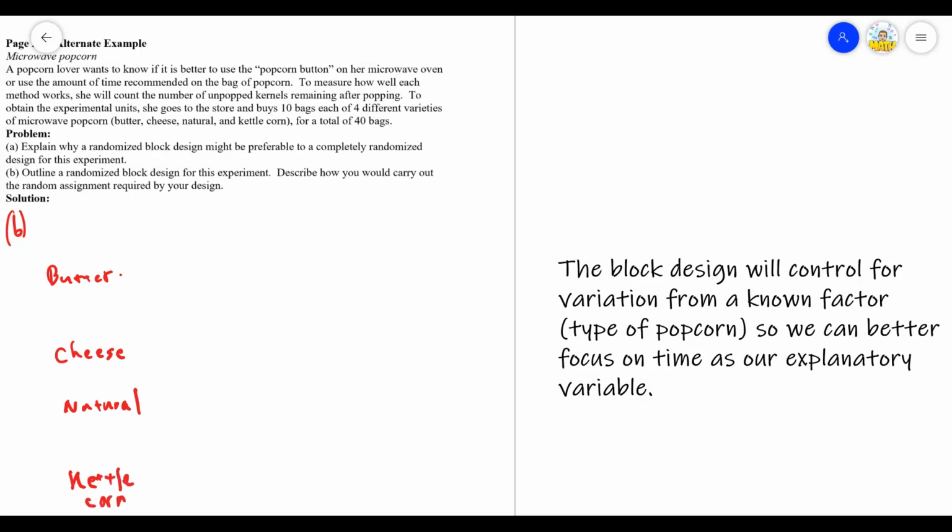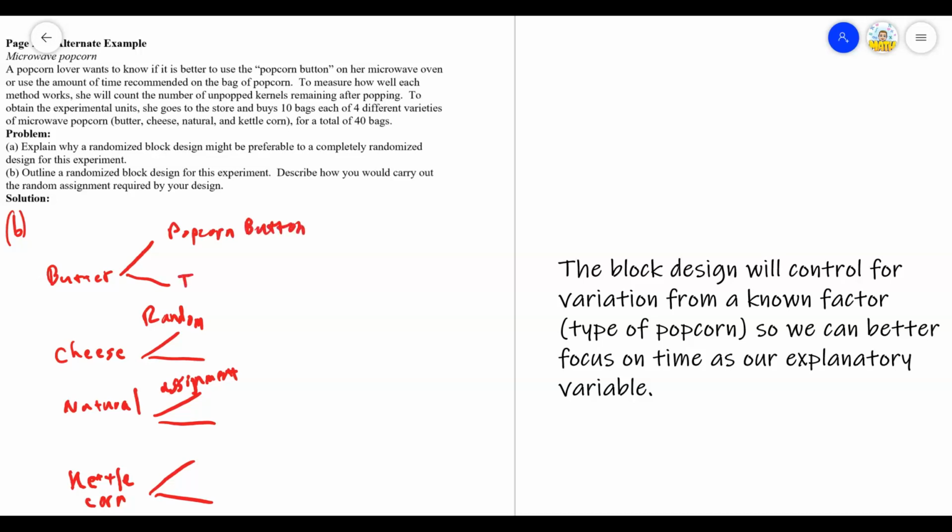And then what's going to happen in each one of these blocks is what we just did. This is going to be random assignment. Okay, and what are the 2 groups? What are the 2 treatments? We get the popcorn button, or we use the time method. Popcorn button, right, versus time, as described. Popcorn button and time method, and so on.